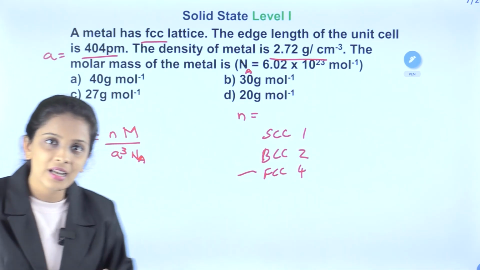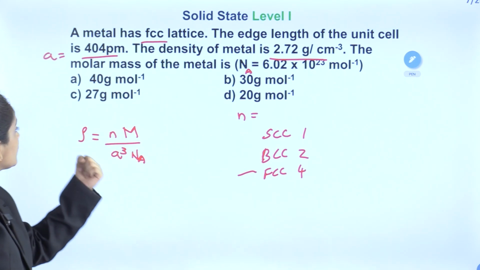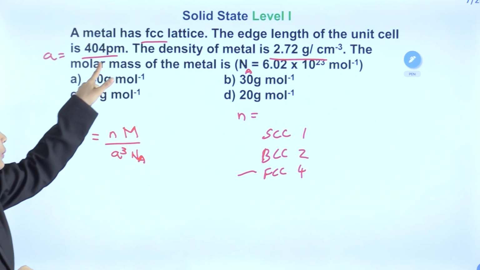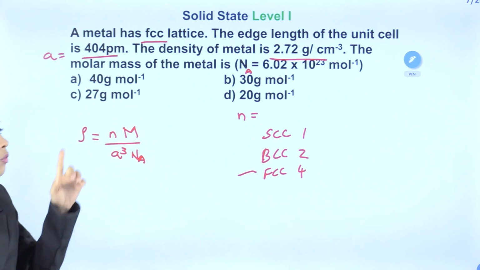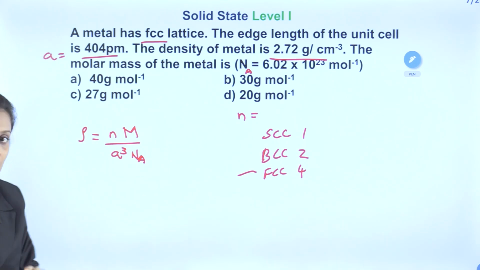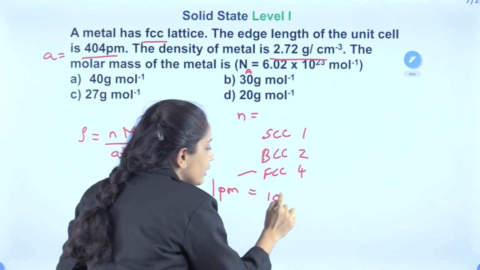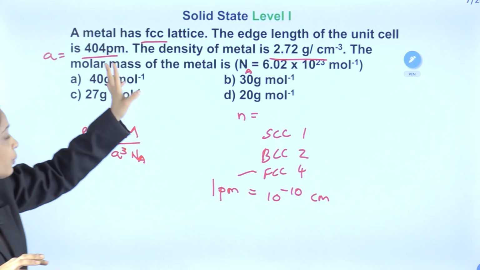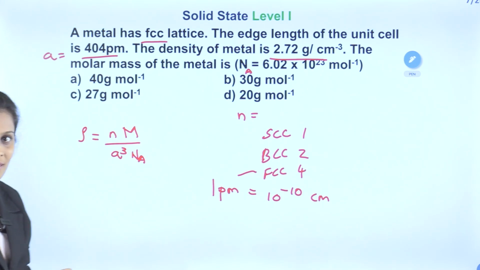So we have got our n value, density is given to us, molar mass we need to find out, Avogadro number is given to us, and a, the edge length. Please pay attention to this very well, because the unit is picometer, while in density we have centimeter. So I need to convert this picometer into centimeter. You need to remember 1 picometer is equal to 10 raised to minus 10 centimeter. Remember this part very well. So we have 404 picometer, so in centimeter 404 into 10 raised to minus 10. Now substitute the values and get the answer.